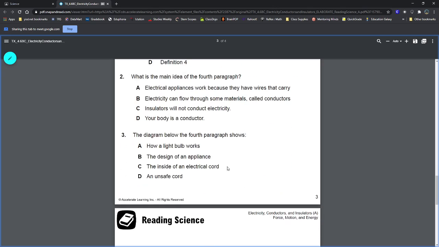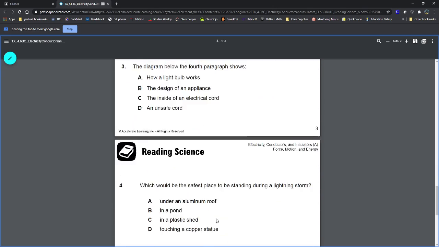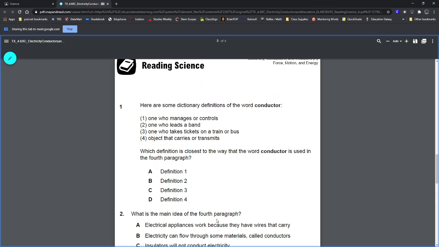Now that we've read our story, we can go ahead and go to these questions and answer them. When you've answered all of the questions, you can go ahead, and I think it says either turn in or submit, one of the two. But when you finish answering all the questions, you're going to click that button to turn in your answers.